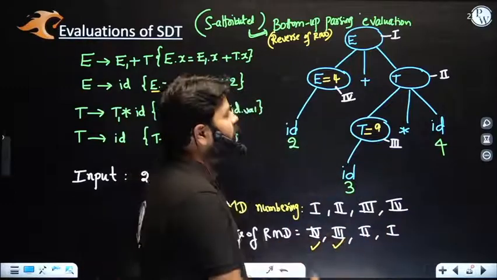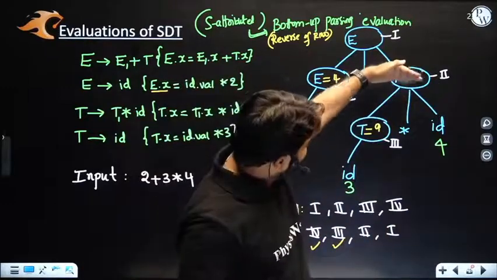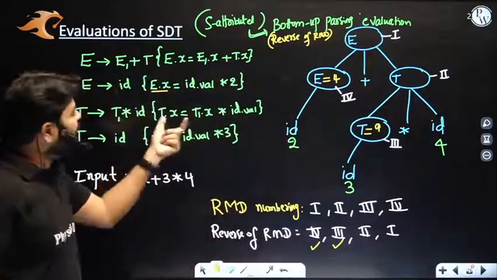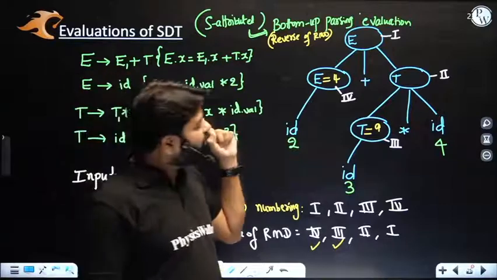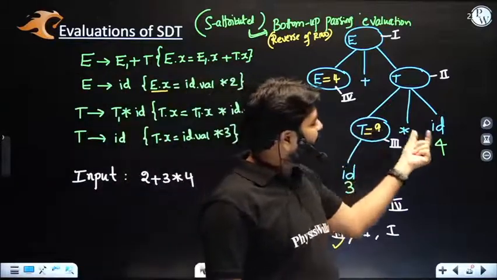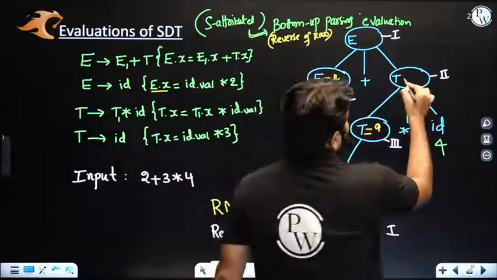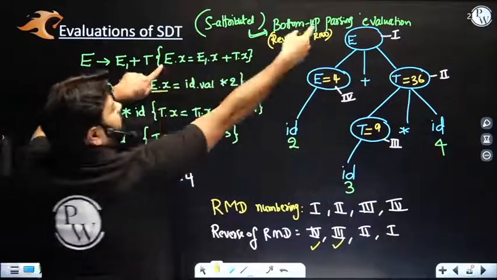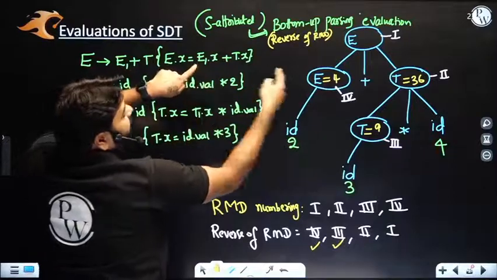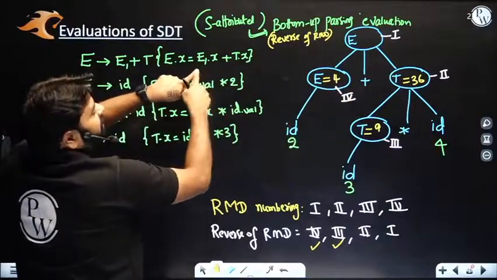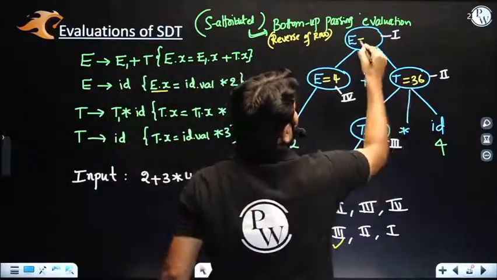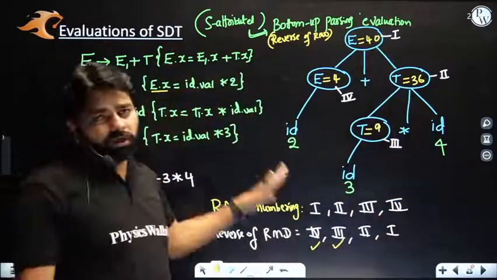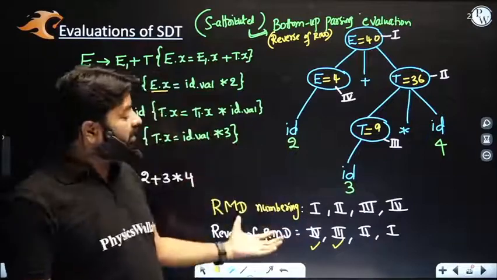Next 2. 2 is here. So its production is T star ID. When you substitute with T star ID, the multiplication is T1 multiplied with ID dot value. T1, that's 9, multiplied with 4, is 36. You're going to assign it here. The last one, E dot x, its computation depends on E1 plus T. That's 4 plus 36, which will be 40. I hope you have seen the result, the same result with L-attributed evaluation and with the reverse of RMD.